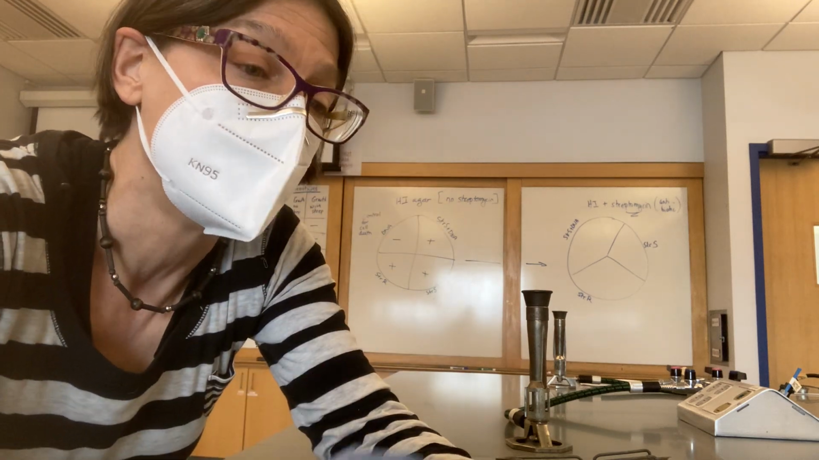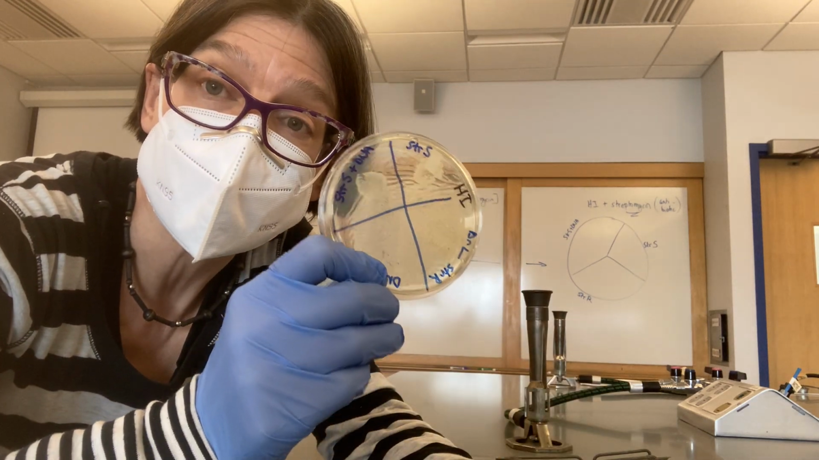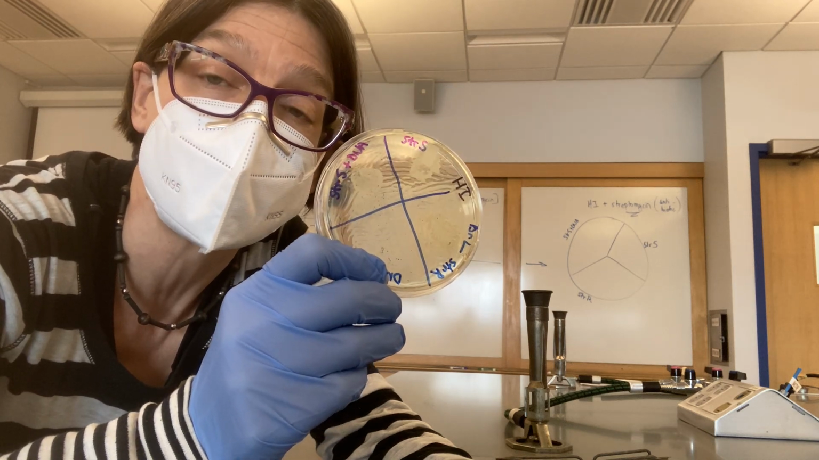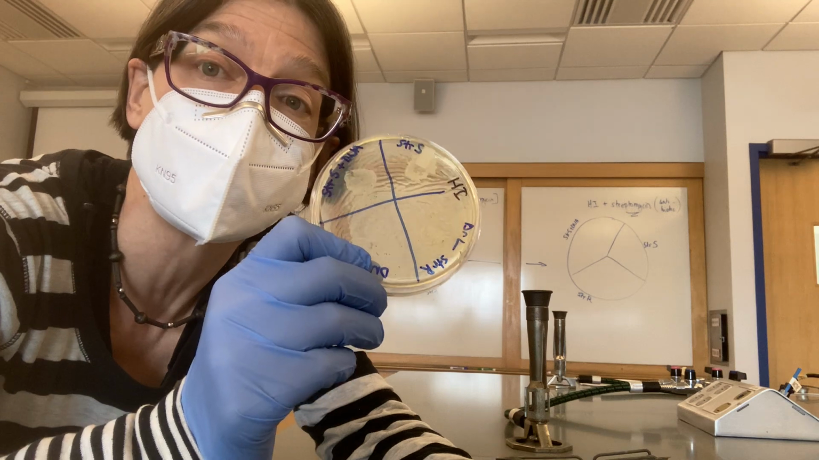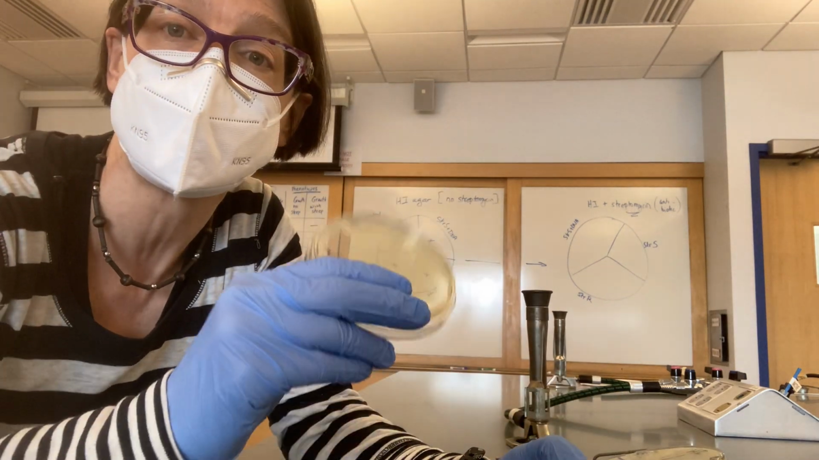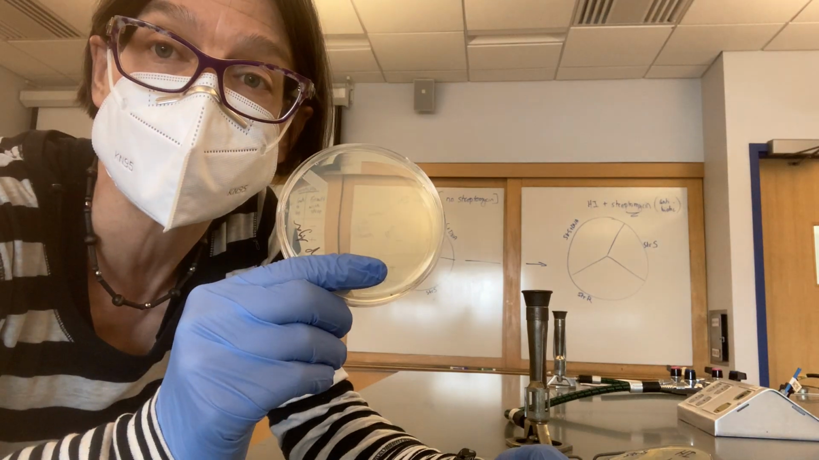So what next? Well, what we do next is we ask the question, is the resistance phenotype and therefore the gene present? And we do that by transferring these cells onto an agar plate that does contain streptomycin.